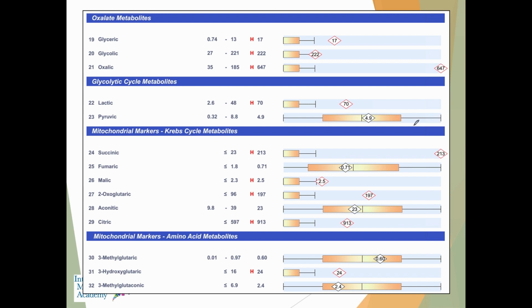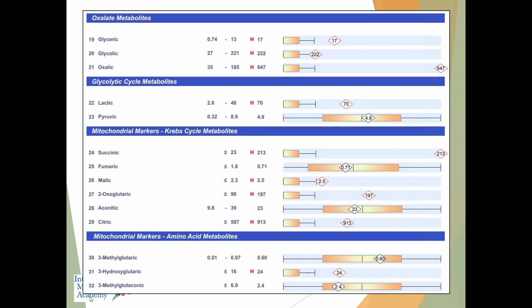Now things get very interesting when we turn the page to the oxalates and the mitochondrial markers. There's all kinds of stuff going on here. Clearly there's an oxalate issue, and we're not really going to talk about that here. That would be a whole other discussion. But Aspergillus mold can produce oxalate, so can Candida, and then of course we get oxalates from diet.